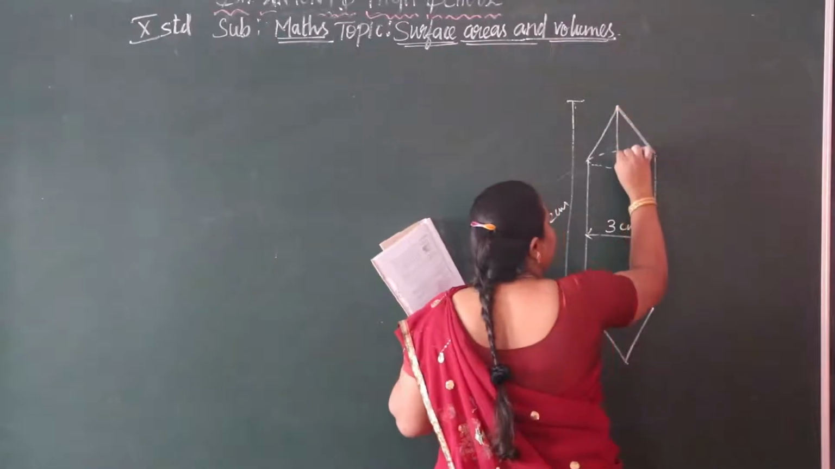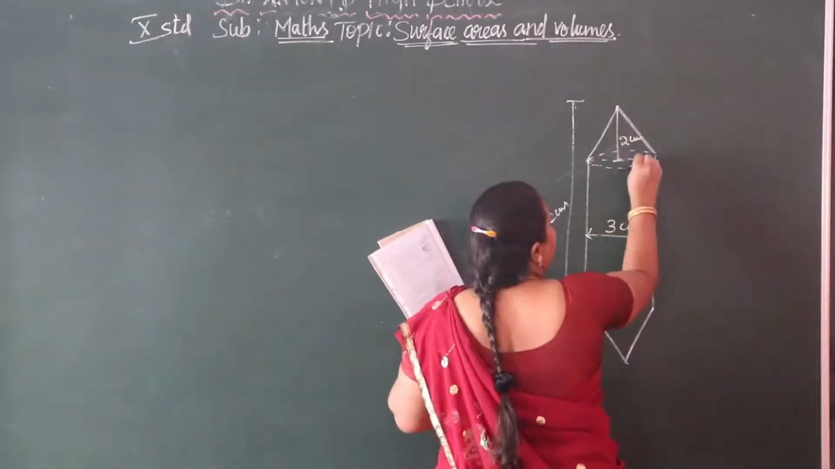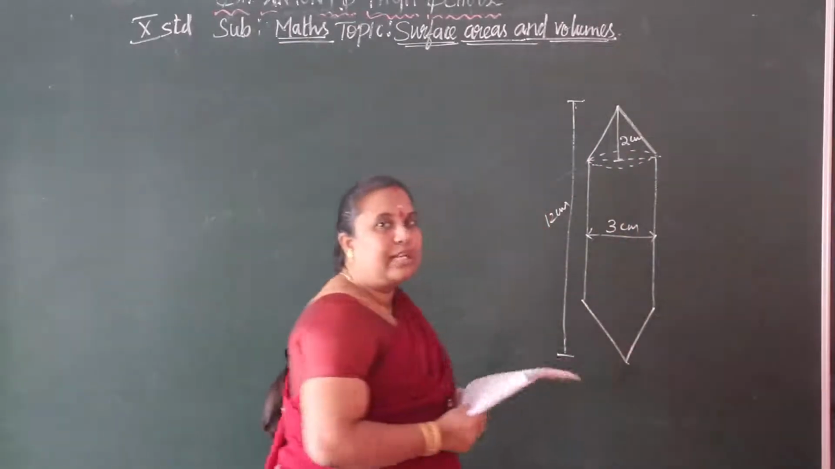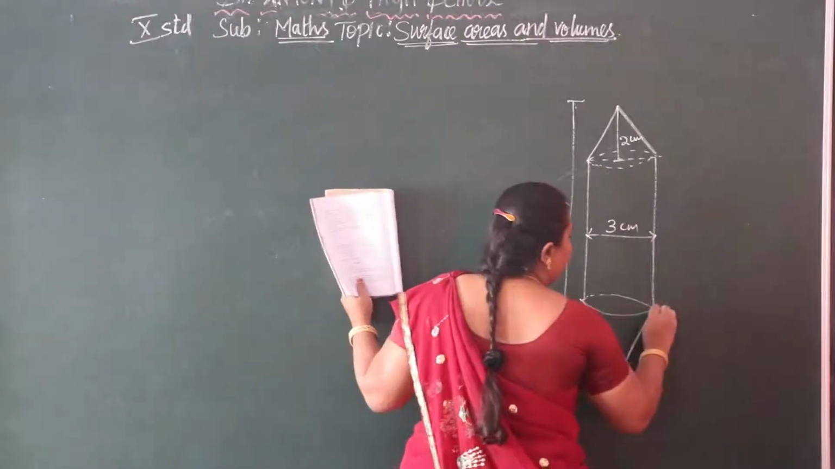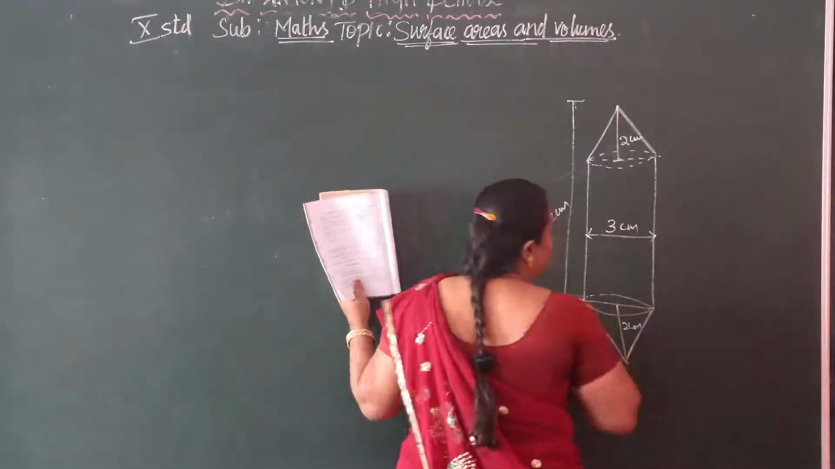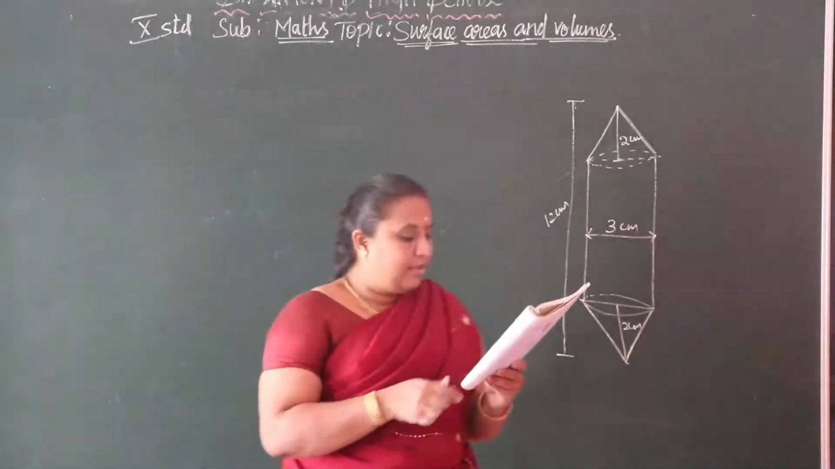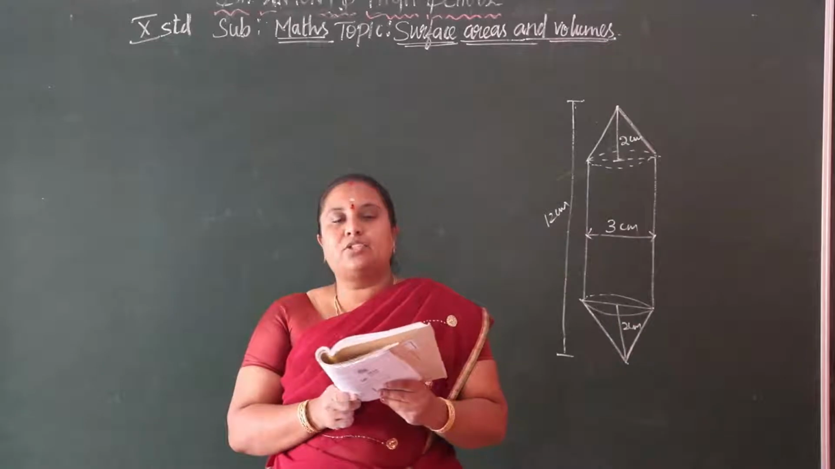The height of the cone is 2 centimeters on both sides. Okay, so then what is given? Find the volume of air contained in the model that Rachel made.